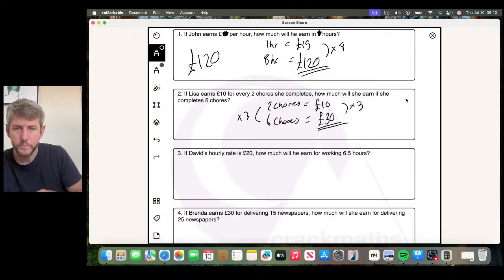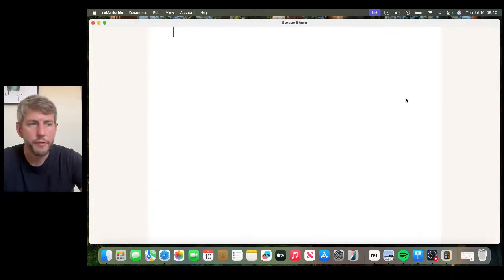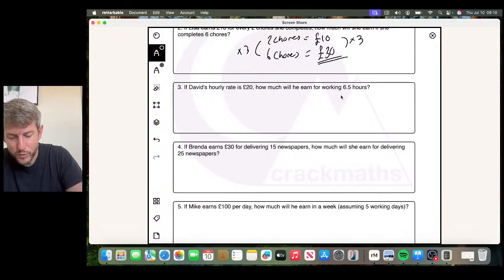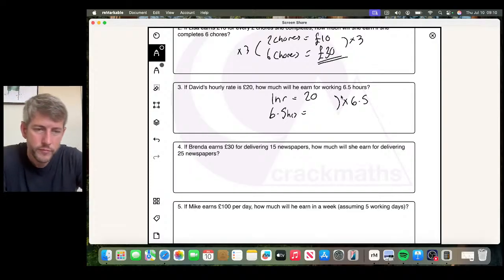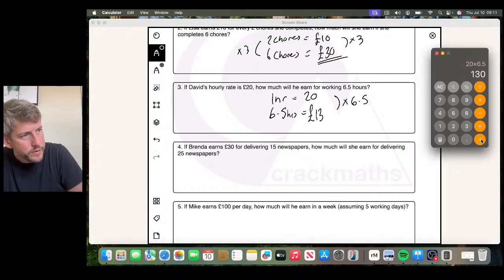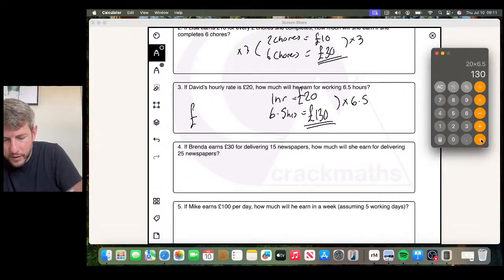Question 3. If David's hourly rate is £20, how much will he earn for working 6.5 hours? Oh, so we've got decimals in here this time. So 1 hour equals 20. We want 6.5 hours, so we need to times this by 6.5. So we'll do 20 times 6.5, and that'll be £130. I'll write that up here.